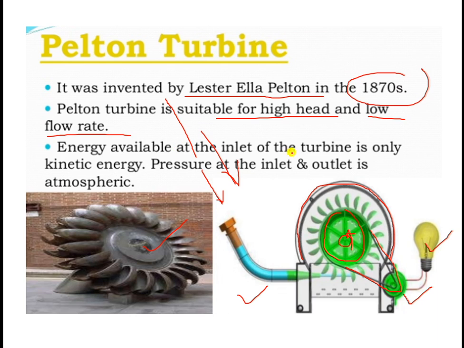Energy available at the inlet of the turbine is only kinetic energy, and the pressure at the inlet and outlet is atmospheric. That is a very, very important point as far as the Pelton turbine is concerned. Generally, in Pelton turbines or Pelton wheels, the draft tube is not used because it is already open to the atmosphere, so there is no need of a draft tube. But in the remaining ones, that is Kaplan and Francis, we have to use the draft tube. I have already explained that in the case of the hydroelectric power plant.